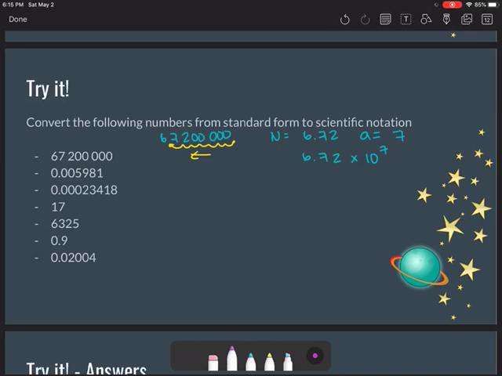My next example, I have 0.005981. My decimal starts over here. I am going to move it to the right until I only have one number that is not a 0 to the left of my decimal place. So I'm going to move it over 1, 2, 3 times to the right. So my n is going to be 5.981. My a value, I said I moved it over 3 times. So it's going to be a 3.